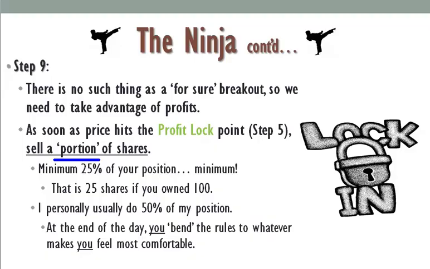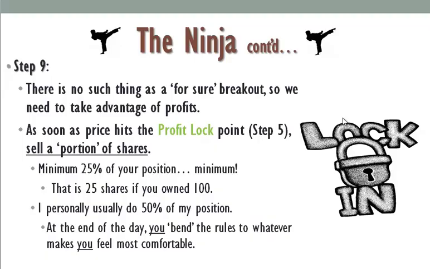And as I noted, if this is a true run and has some true strength behind it, we want to make sure that we still have shares. So the minimum you should sell is 25%, and that's the minimum. You just want to get a quarter of your shares out of the way. Just to keep the math easy, if you owned 100 shares, that's 25 of your shares.